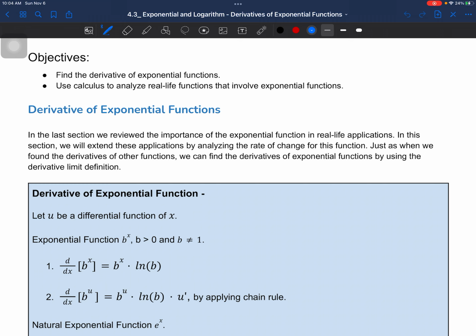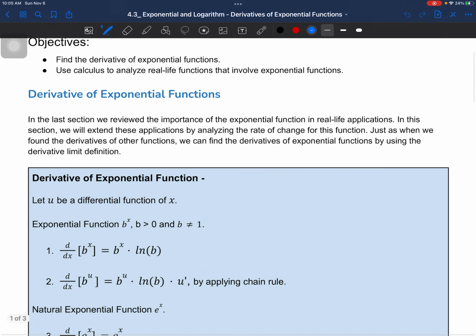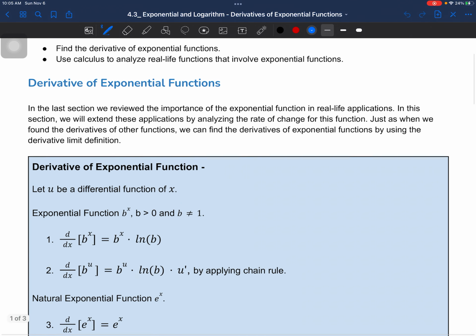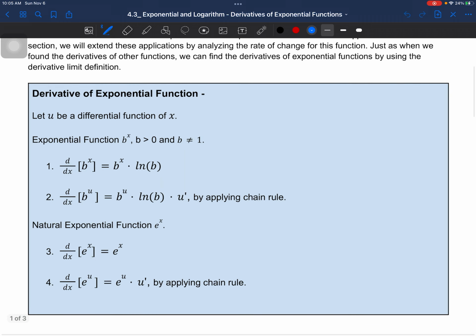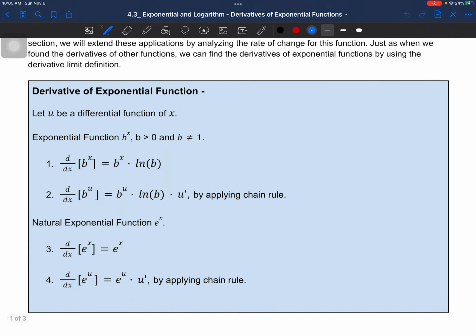Real quick, in the last section, we reviewed the importance of the exponential functions in real life applications, especially in business calculus. In this section, we will extend these applications by analyzing the rate of change for these functions. Just as when we found the derivatives of other functions, we can also find the derivative of the exponential function by using the derivative limit definition. We've done this before in the second chapter, but we're not gonna do that in this video. Instead, we're just gonna focus on the actual derivative rule for the exponential function.